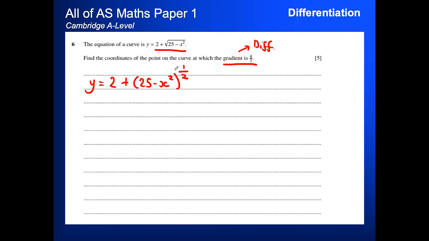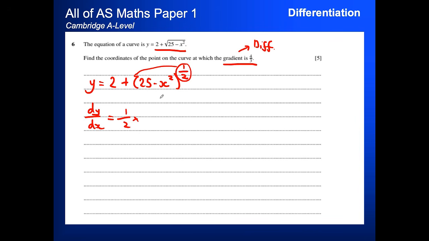Now, we want to find the derivative of this. So the way we do this is we're going to go dy by dx. Now, if you differentiate 2, you're going to get 0, so that disappears completely. And now we're going to find the derivative of this. So this takes a little bit more concentration here. First of all, we're going to take the half and bring it to the front. So we get 1/2 here.